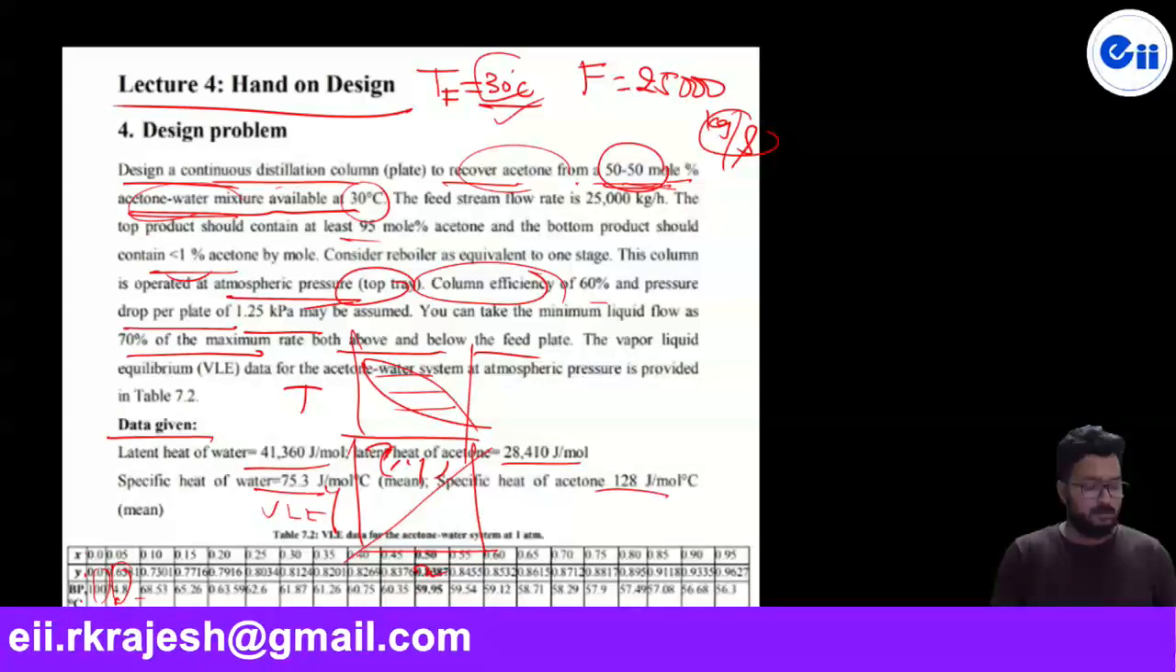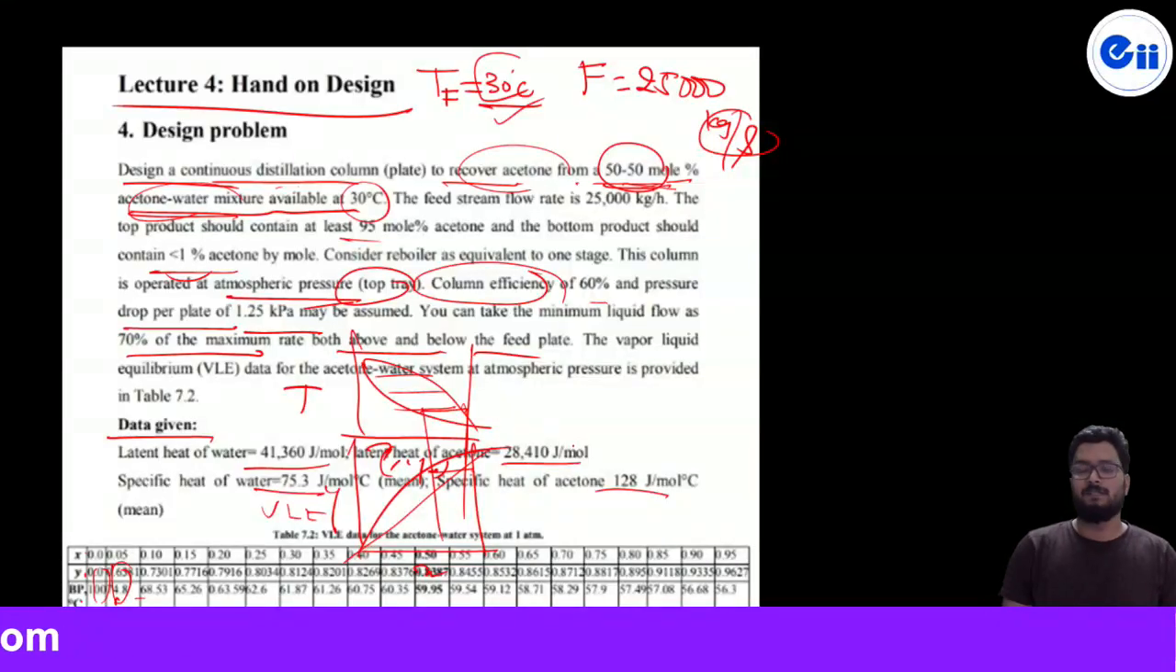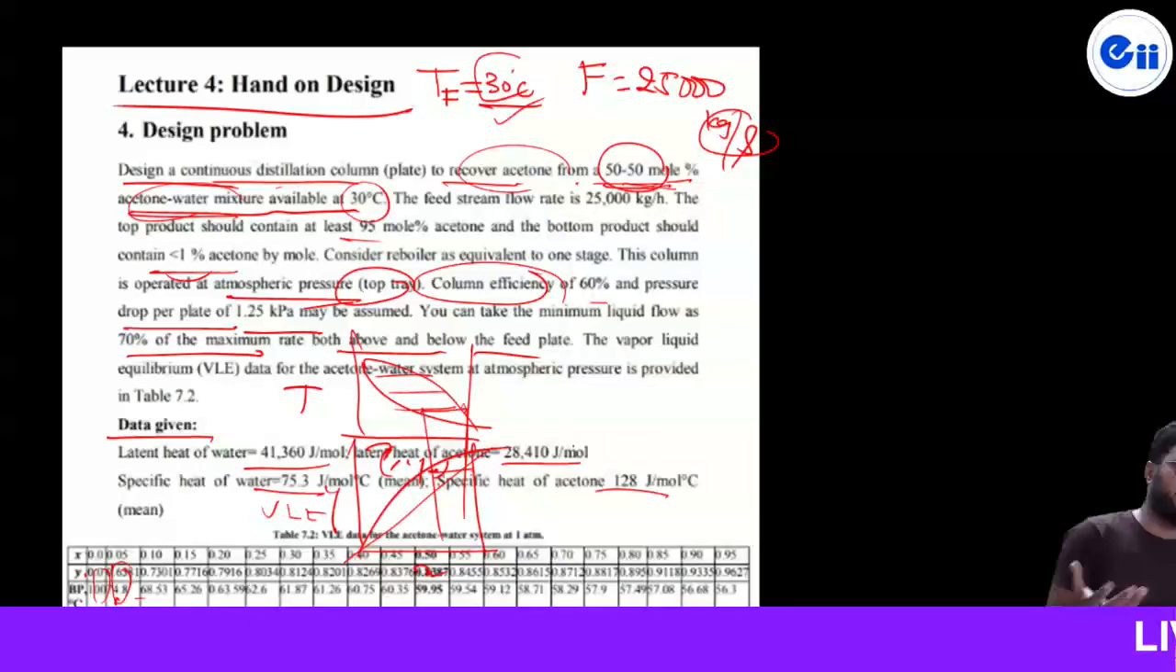XY equilibrium curve के diagonal line ड्रा करोगे. ये जो भी, this will fall down and we can draw this curve. इस तरीके से हम XY equilibrium curve को ड्रा कर लेंगे. ये हमें पता है बहुत पहले से.